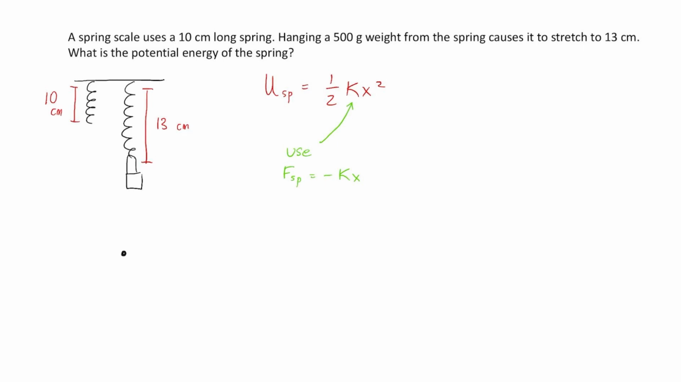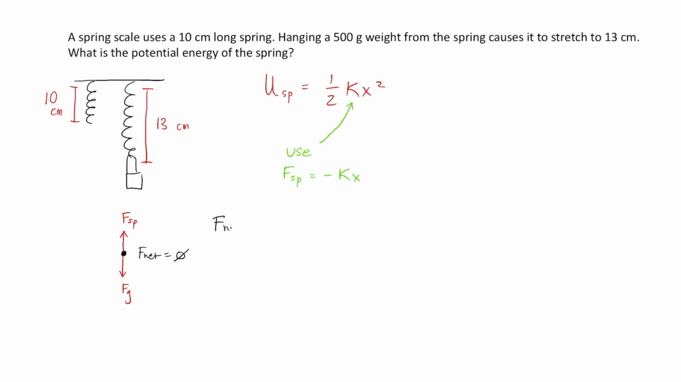So the first thing I'm going to do is draw a free body diagram to represent the weight. We know the weight has the force of gravity pushing down on it and the force of the spring pulling back up on it. We also know the net force is equal to 0, because once the weight has stretched the spring, it doesn't move up or down.